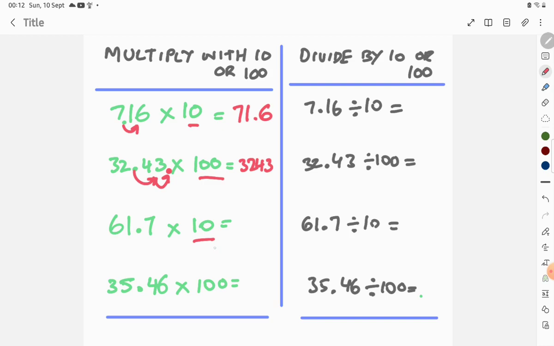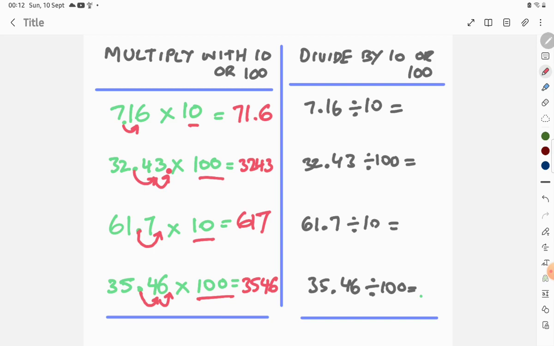Now look at this question. 61.7 multiplied by 10. Since you're multiplying it with 10, which has a single zero, there's going to be how many jumps? One jump. So this becomes 617. And let's go to the next question. 35.46 multiplied by 100. 100 has two zeros, so there are going to be two jumps, one jump and two jumps. So this becomes 3546.0.